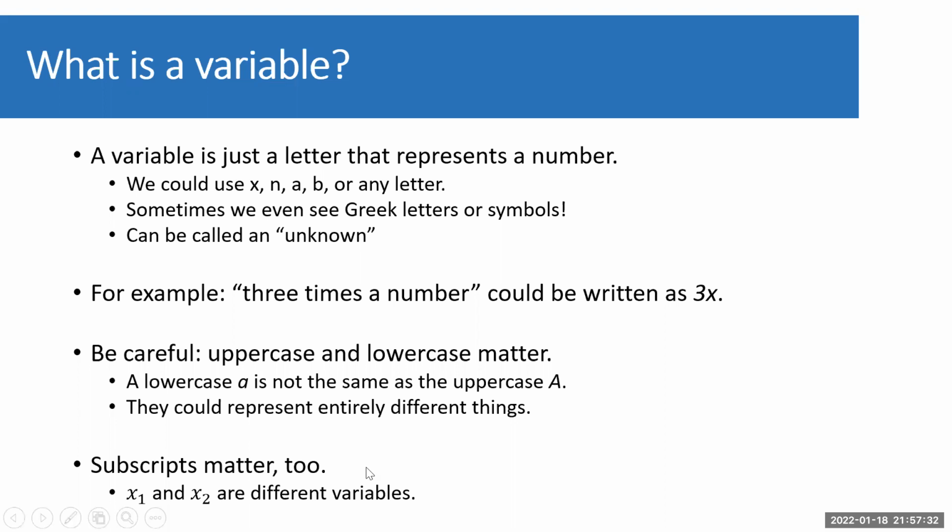Same thing with subscripts. Subscripts are these little numbers at the bottom of the x's or any other variable we're using. We'd have x1 and x2. x1 is a totally different variable than x2. They could represent different observations. Either way, they're representing different things. Just because there's an x doesn't mean it's the same number.